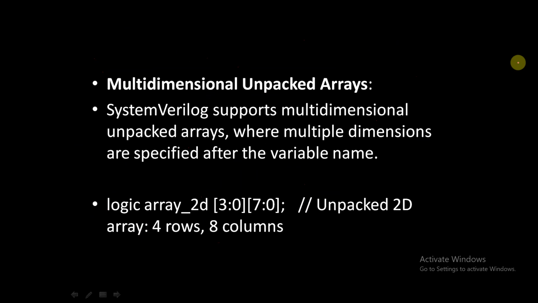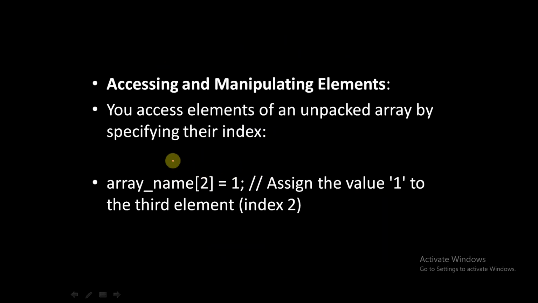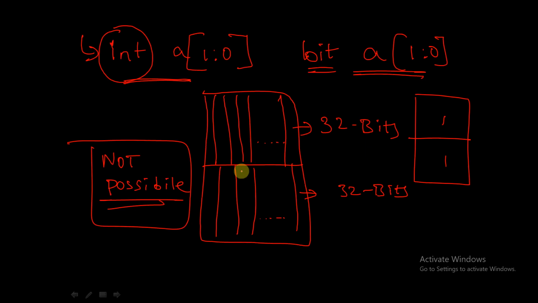Next, we can also have multidimensional unpacked arrays. SystemVerilog supports multidimensional unpacked arrays where the dimensions are specified after the variable name. This is an example of a 2D array where we have used logic array_2D [3:0][7:0], so it is of 4 rows and 8 columns. Like this, we can also use 2D packed and unpacked arrays. You can also access the elements of unpacked arrays by specifying their indexes, like array name[2] equal to 1. We have seen that example, right?